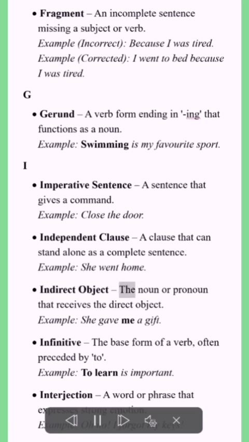Indirect object, the noun or pronoun that receives the direct object. Example: she gave me a gift. Infinitive, the base form of a verb, often preceded by "to". Example: to learn is important.